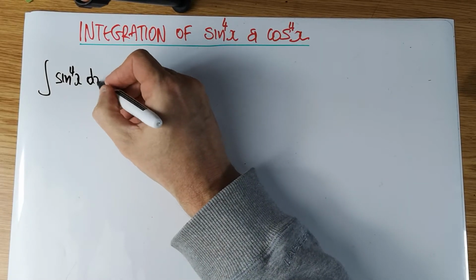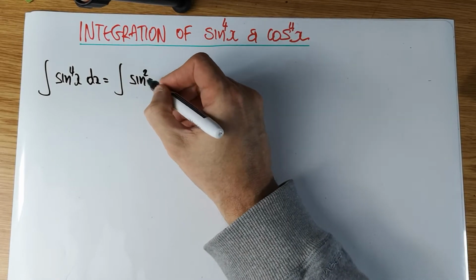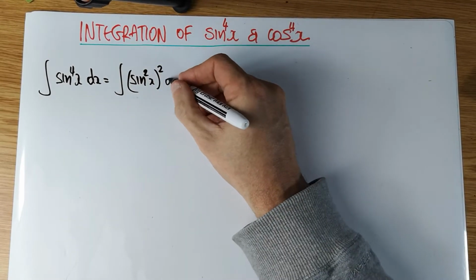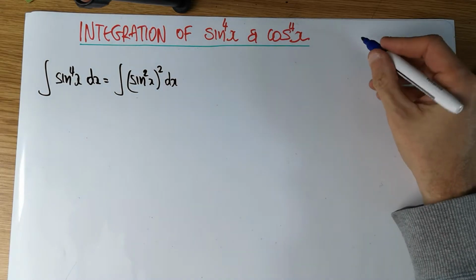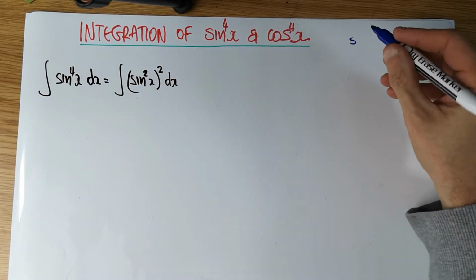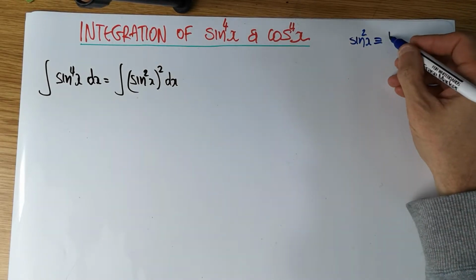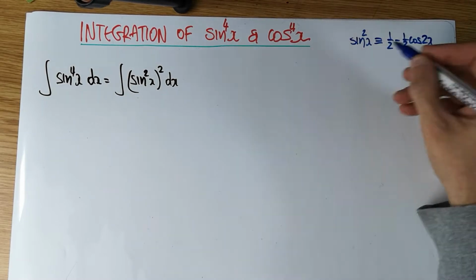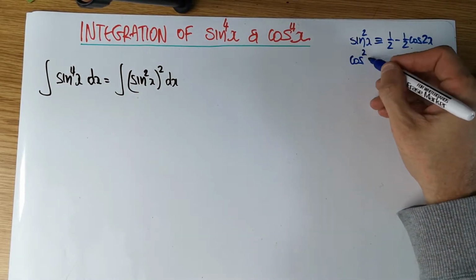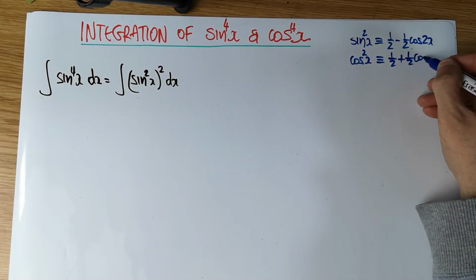And the first step is to actually write the sine to the 4 as sine squared of x all squared dx. Okay, what's our intention? Well, for those who know their identities by heart, I'm going to use the identities. I'm going to write them down here. So the sine squared of x is identically equal to a half minus a half cos of 2x. And symmetrically, the cos squared of x is identically equal to a half plus a half cos of 2x.